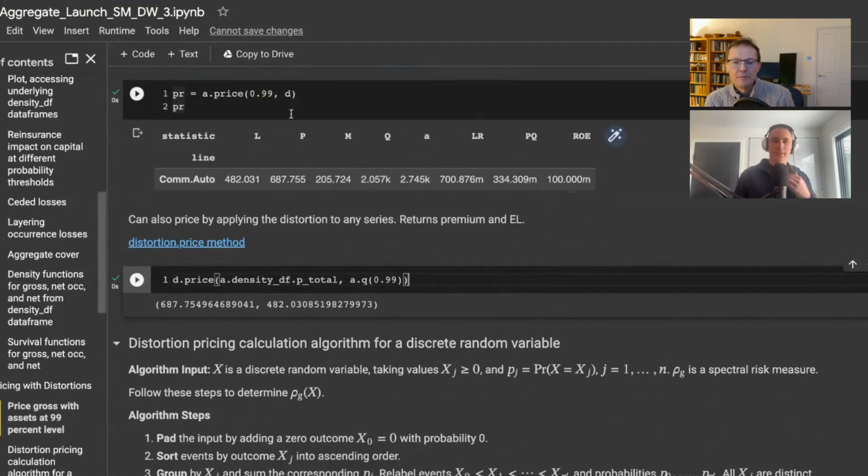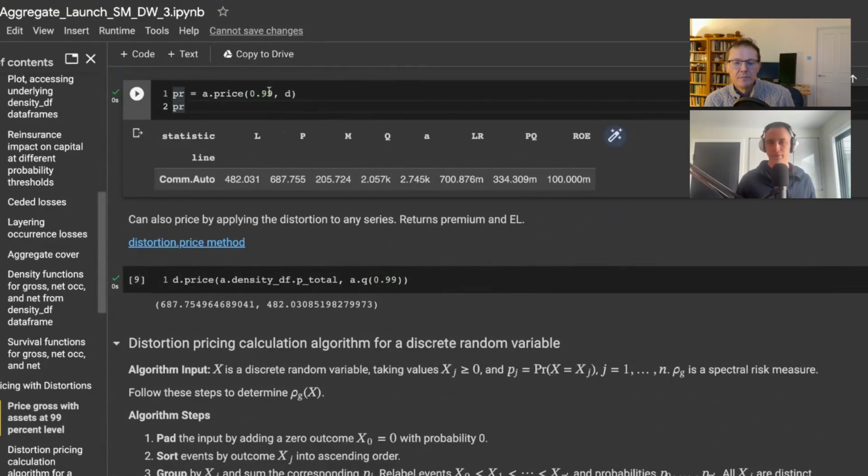I have a question, actually, and I meant to ask this before. The 99. So pricing to the 99, this is a price adequacy number, right? So this is saying I'm going to cover the scenarios up to some kind of aggregate VaR thing here, right?